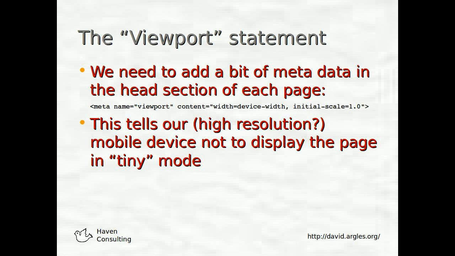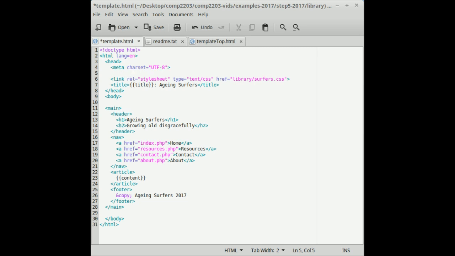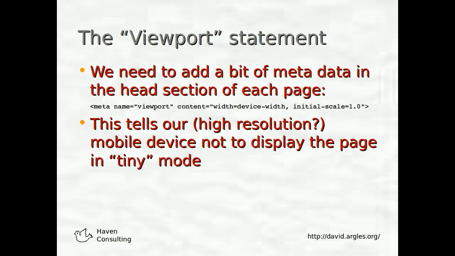We need to add a bit of metadata in the head section of each web page that we put out. And it looks like this. We have a line that says meta, to say it's a meta statement. It has a name, viewport, and the content is width equals device width and initial scale equals 1.0, and it's formatted as it is on this slide here.